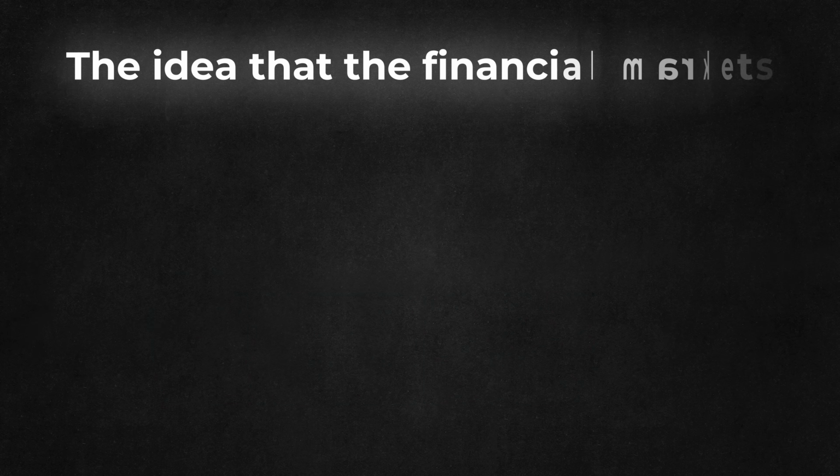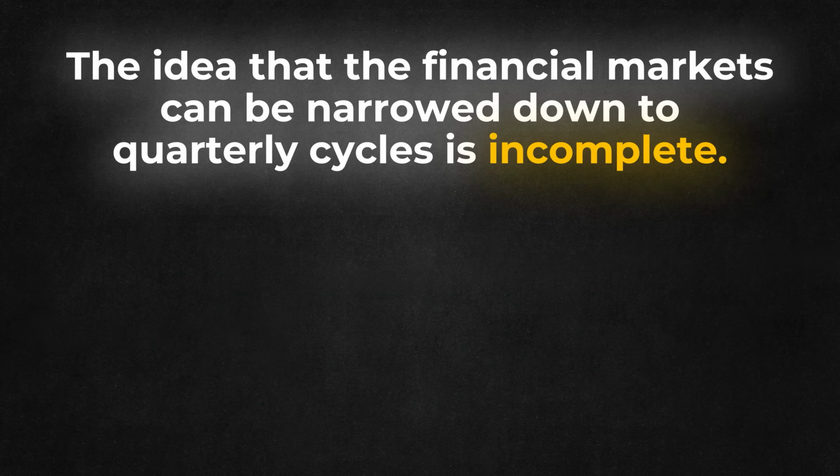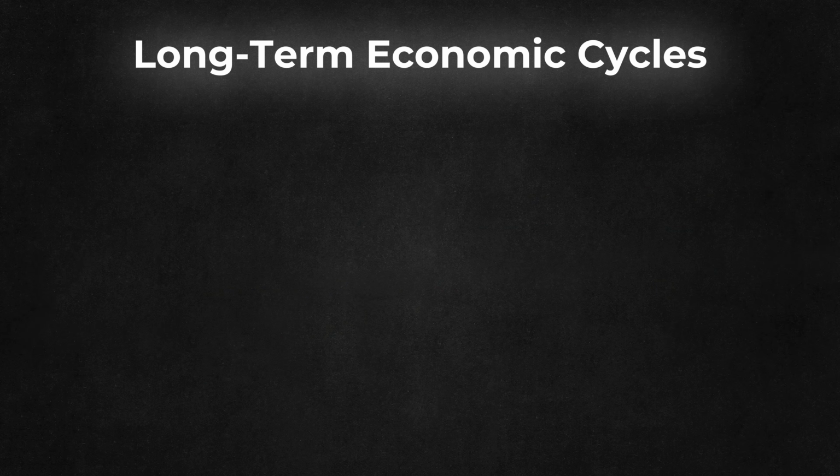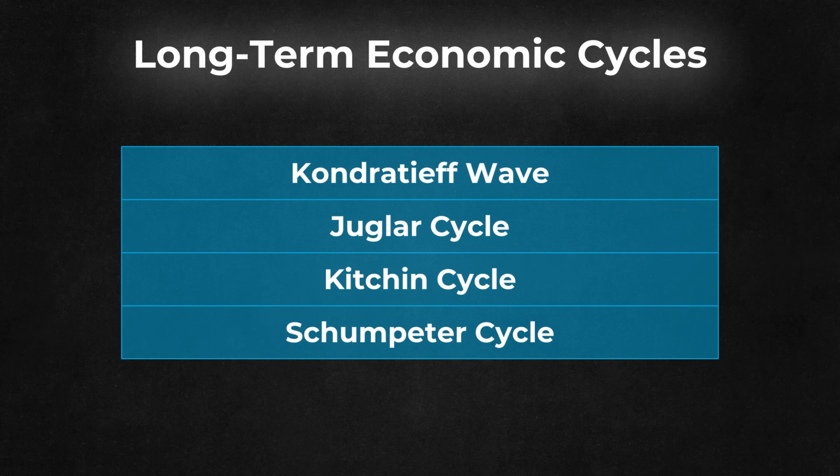The idea that the financial markets can be narrowed down to quarterly cycles is incomplete. In reality, there are different kinds of cycles from various time horizons impacting the financial markets. There are major business cycles that impact the market in the long term, such as the Kondratiev wave, the Juglar cycle, the Kitchin cycle, the Schumpeter cycle.